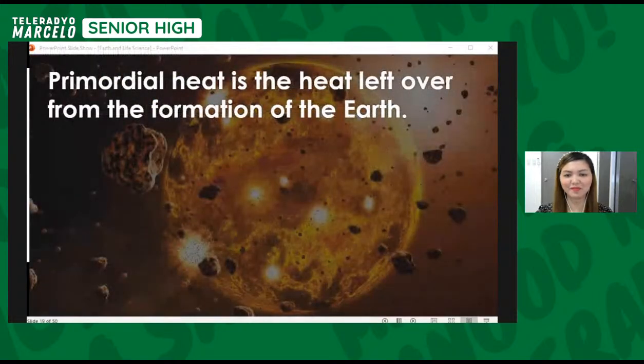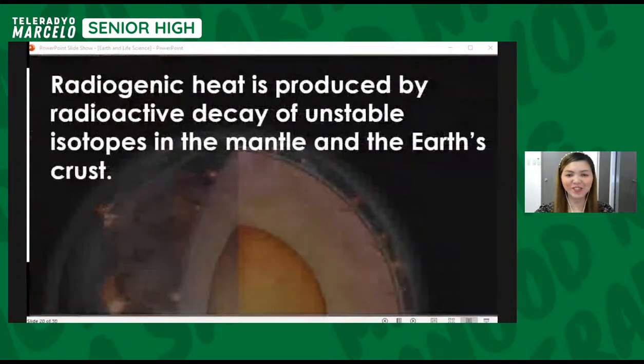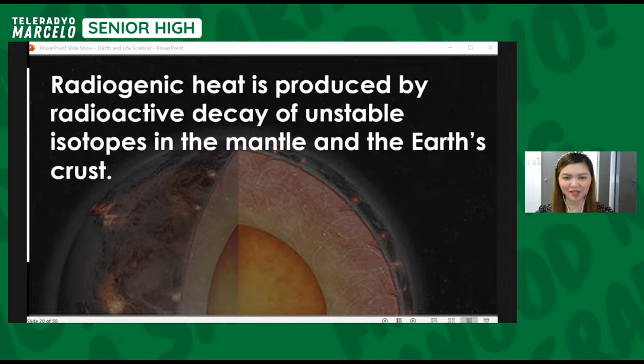Okay, let's see. Primordial heat is the heat left over from the formation of the Earth. It is the heat energy that accumulated in the planet in its first few million years of evolution. Fascinating, isn't it? Radiogenic heat, on the other hand, is heat produced by radioactive decay of unstable isotopes in the mantle and the Earth's crust. Simple? Yeah, let's keep going.